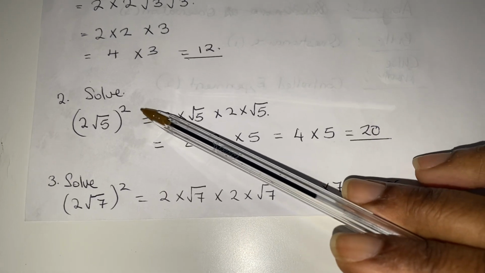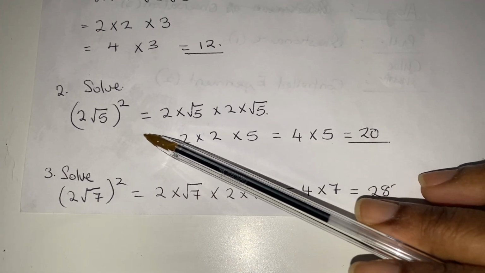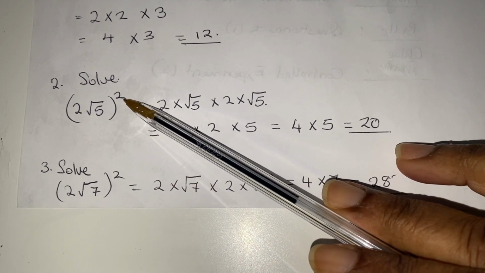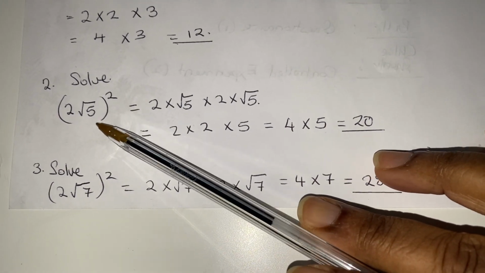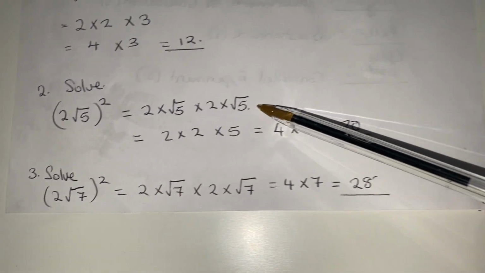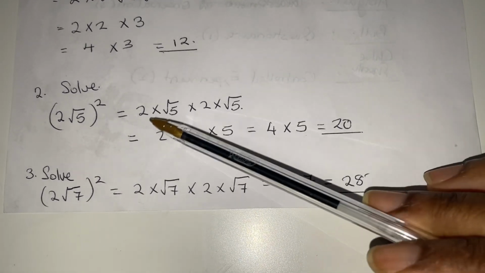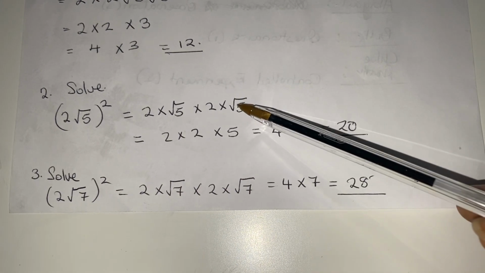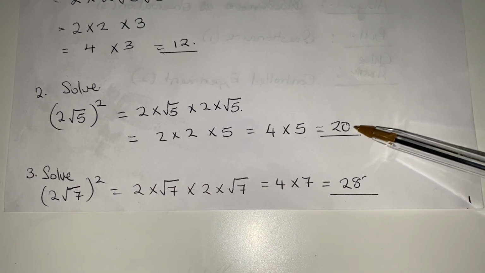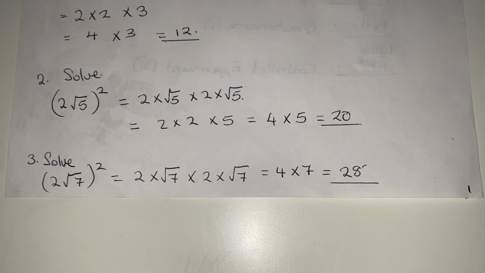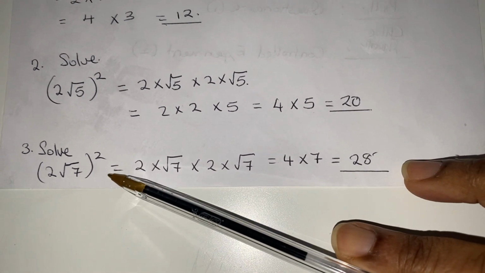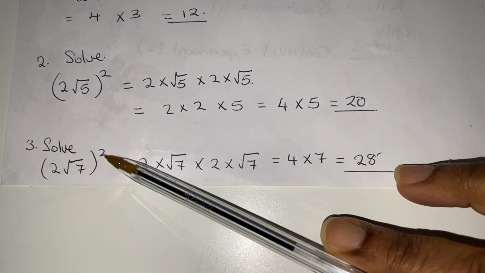Now the same type of question, higher non-calculator: solve (2 root 5) all squared. So 2 root 5 times 2 root 5, square root of 5. So 2 times 2, these 2, root 5 is 5. So 4 times 5 is 20. You don't need a calculator for this. That's why it's in the non-calculator paper. Number 3, solve (2 root 7) all squared.